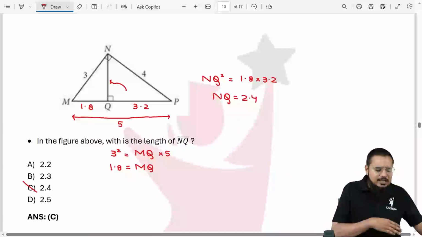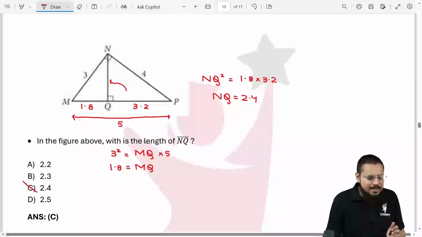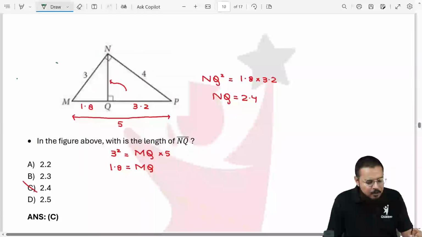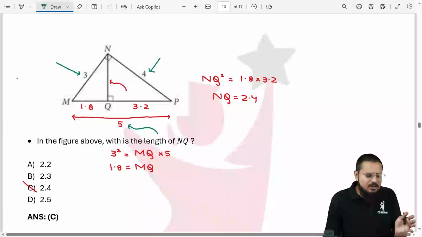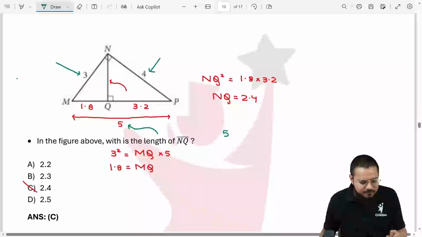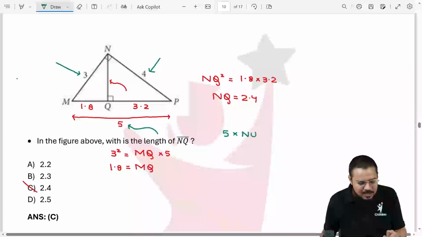But I can use multiple approaches to solve this question. For example, let's say forget all the labelings done in red. When the question started, you know that the two legs were given as 3 and 4, and this was your hypotenuse, that's 5. So what if I try to find out the area of this triangle? One possible method of calculating the area would be taking MP as your base, that's 5, multiplied by anything perpendicular to MP, which would be your height. NQ would be height. So base times height divided by 2. That's how you calculate the area of the triangle.